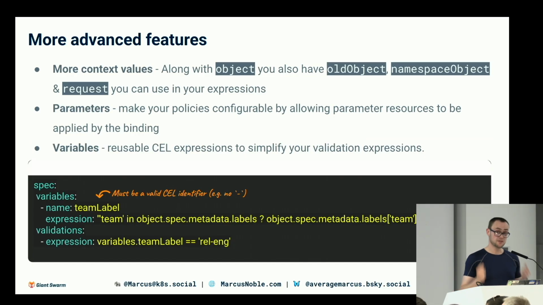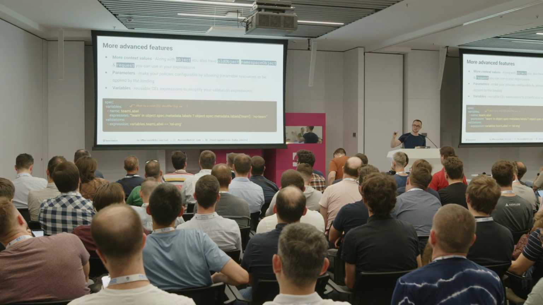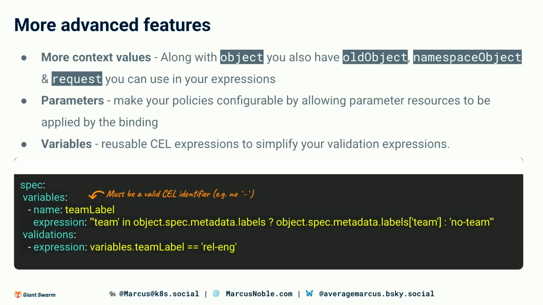Great. Variables, not to be confused with parameters. Variables are reusable bits of CEL expression within your policy. So one thing to note with this is the variable name has to be a CEL valid identifier, not a Kubernetes valid identifier. So that means that camel case is okay, hyphens and stuff not okay. It called me out a couple of times.